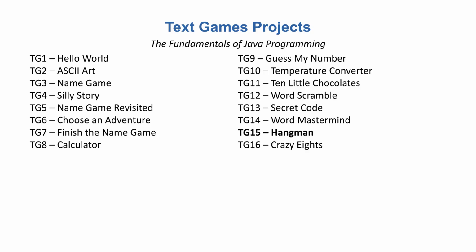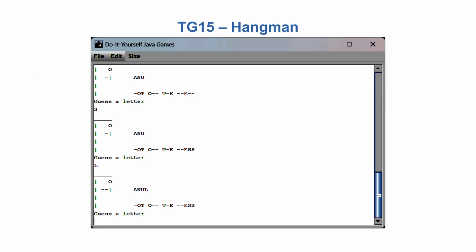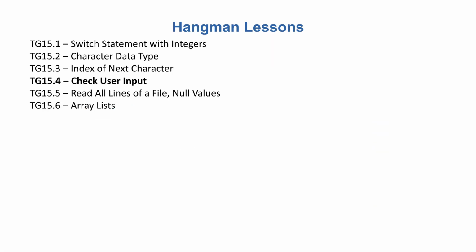We're currently working on the 15th project, TG15 Hangman. You'll be given a puzzle that shows how many words are in the phrase and how many letters are in each word, like this. If you guess a correct letter, the puzzle will show every place it's used in the phrase. If you guess an incorrect letter, that letter will be added to the list of wrong guesses, and another part of the stickman will be added to the hangman gallows. The object is to guess the phrase before all 10 parts of the stickman are drawn. This is lesson TG15.4, where you will check if the user's input is valid before you use it.